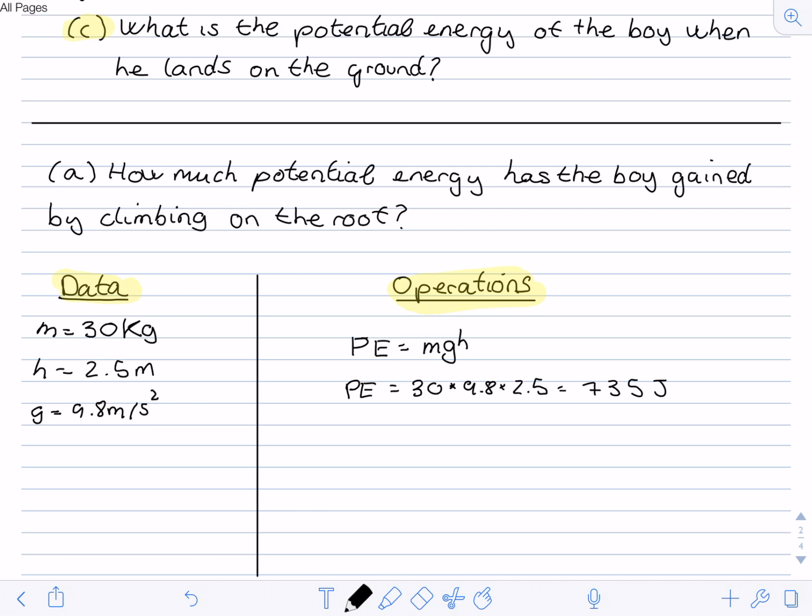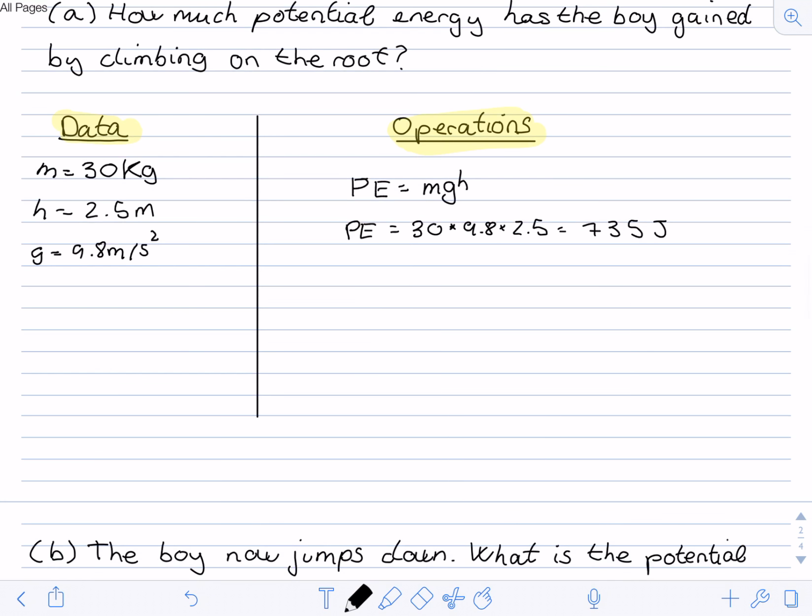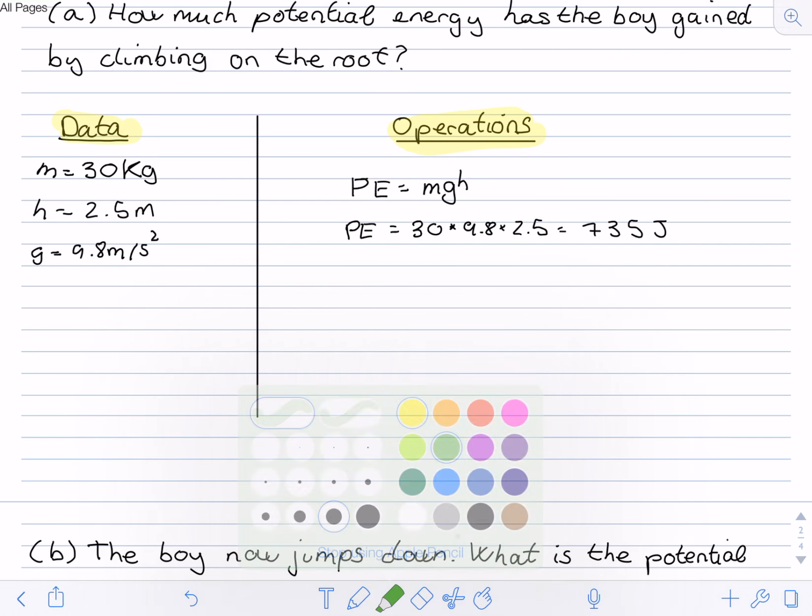Why is that? Because he's at a height and his mass is 30 kilos, then that's his potential energy. It doesn't matter if he's just standing on the roof not moving, he already has the potential energy. Okay, so that's going to be our result.